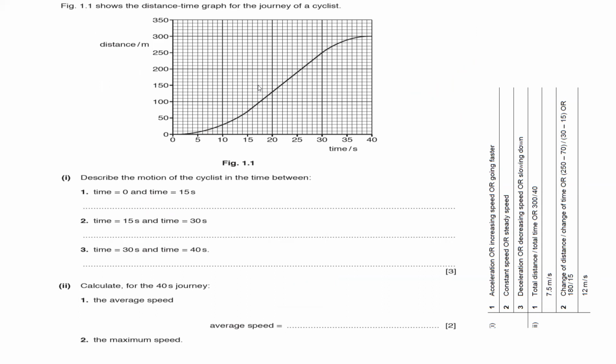Okay, another question related to distance time graph. Describe the motion of a cyclist from 0 second to 15 second. So what is happening from 0 second to 15 seconds? It's a distance time graph.